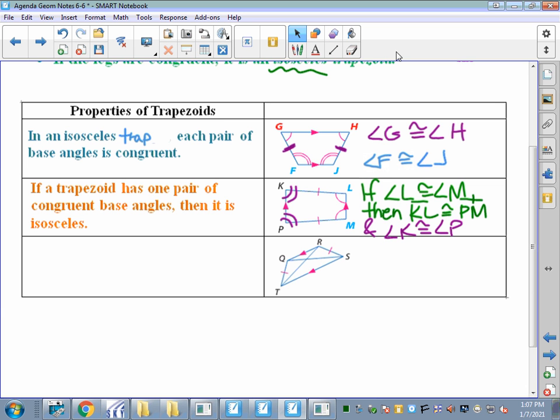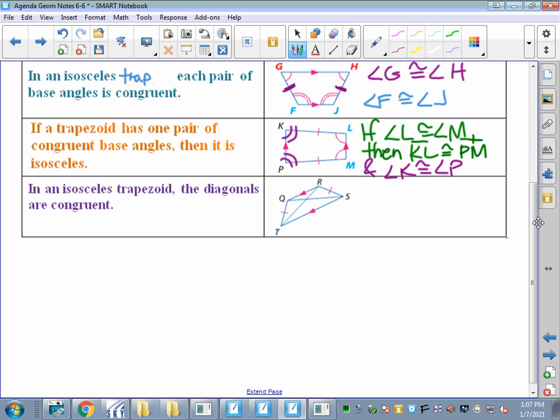Last but not least, in an isosceles trapezoid, the diagonals are congruent. So if I've got those two legs, in this case QT and RS, that are congruent, that means my diagonals, QS and RT, have to be congruent to each other. I can feel an algebra problem taking shape right there.